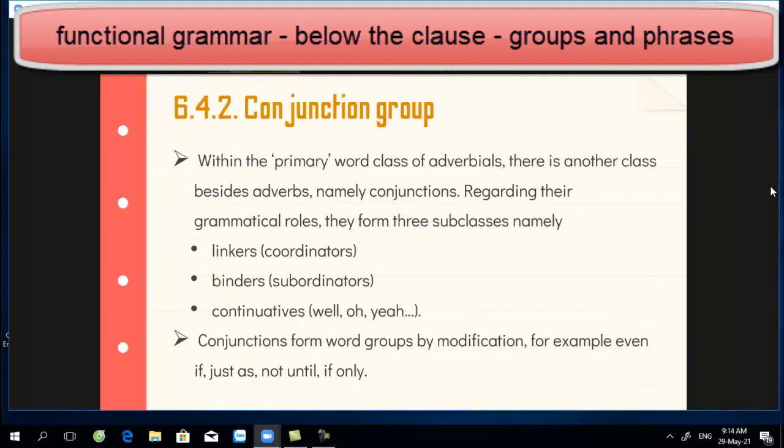Now the conjunction group. In the primary word class of adverbials, there is another class beside adverbs, namely conjunctions. Regarding their grammatical roles, they form three subclasses: linkers, or coordinators, binders, or subordinators, and continuatives, for example, well, oh, yeah. Conjunctions form word groups by modification, for example, even if, just as, not until, if only.